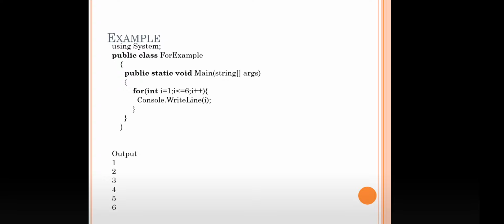Using System, public class, for example, Main method, for int i equal to 1, i less than or equal to 6, and increment the value of i. First it goes 1, yes, 1 is less than 6, so it will be printed. 2 is less than 6, it will be printed. Up to 5 is printed. 6 is equal, so it will be printed. When it goes to 7, execution stops because the loop condition is not satisfied, and it goes out of the loop, and outside the loop there is nothing to print. Up to 6 it will be printed.